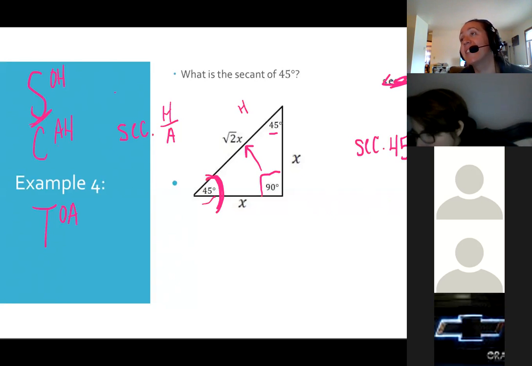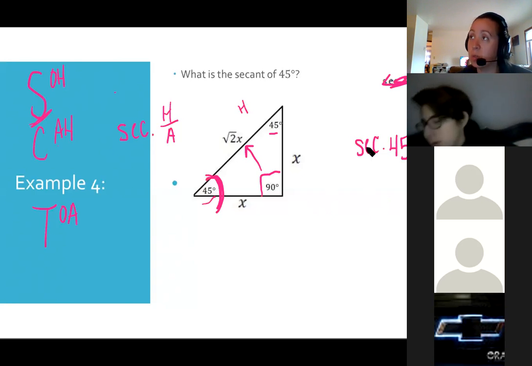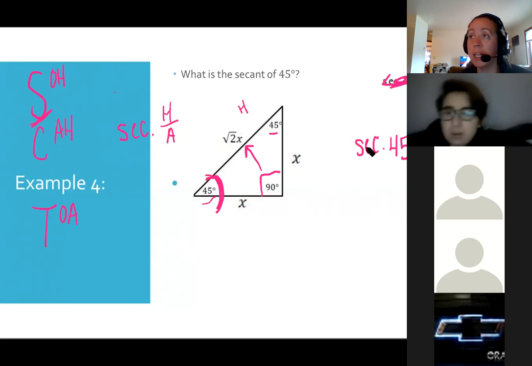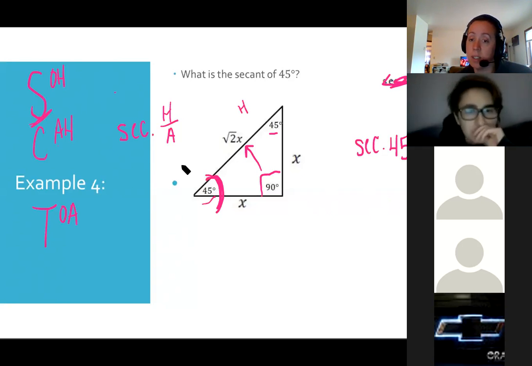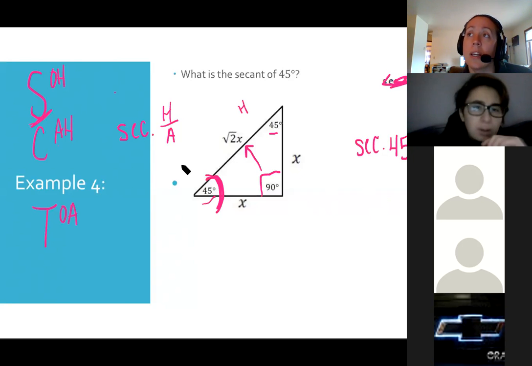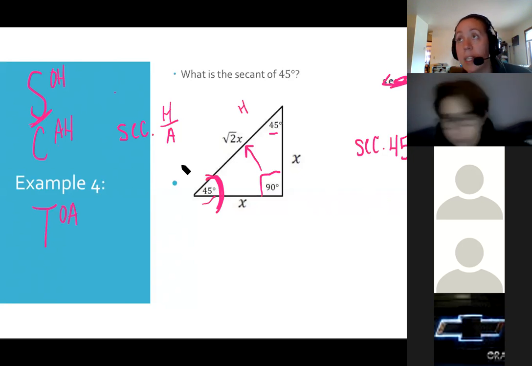So the secant is going to be radical 2 x, okay? Because that's just what they're telling me for it. They just want the ratio. Then I need it over the adjacent. Which side for that 45 would be the adjacent? What do you think, Liana? Which side would be the adjacent?